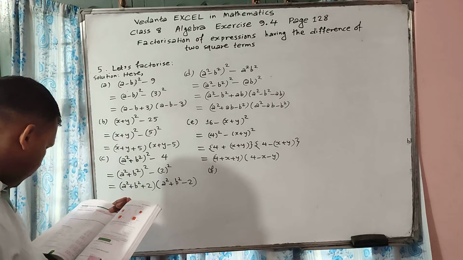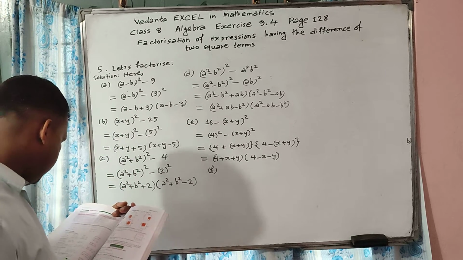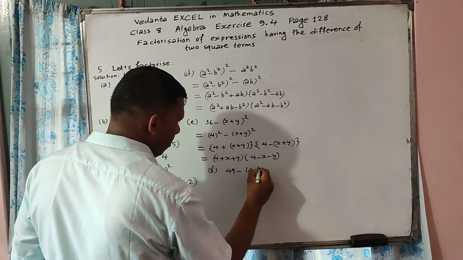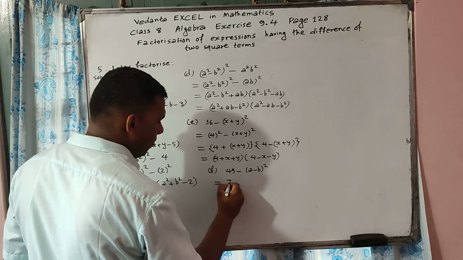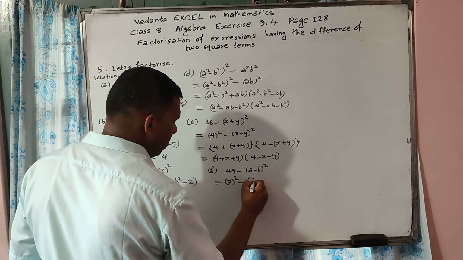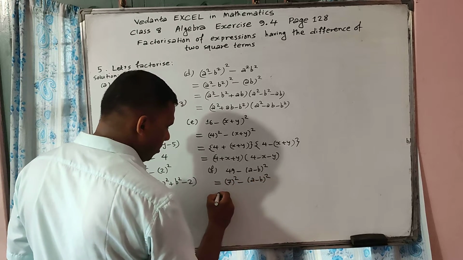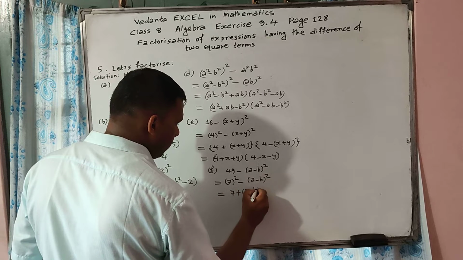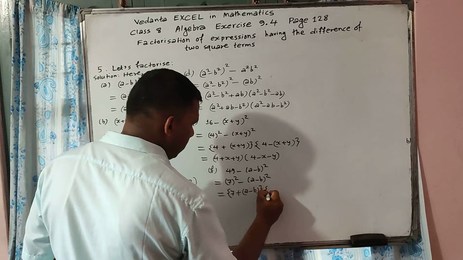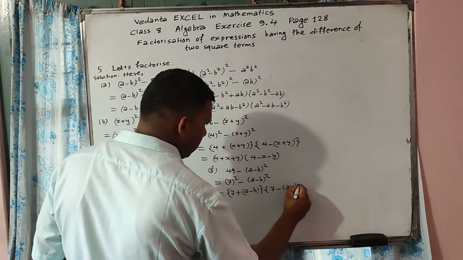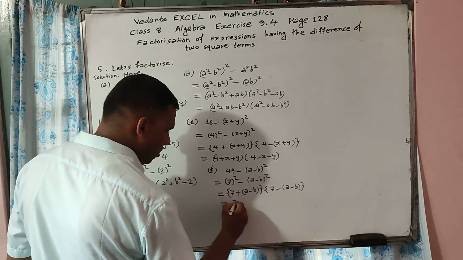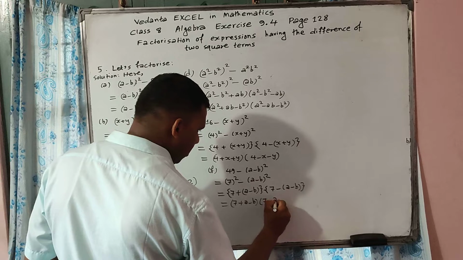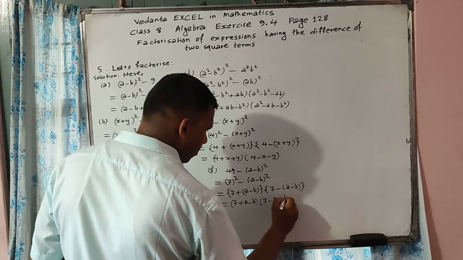On F we have 49 minus (a minus b) whole square. This is equal to 7 whole square minus (a minus b) whole square. This is equal to (7 plus (a minus b)) into (7 minus (a minus b)). This is equal to (7 plus a minus b) into (7 minus a plus b).